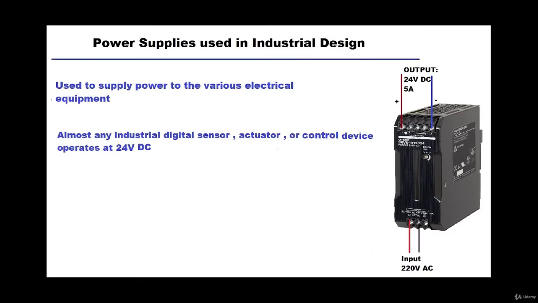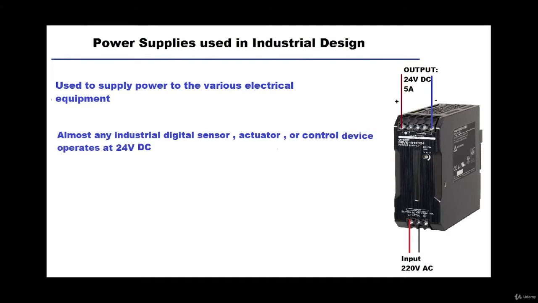So most of the industrial control equipment, from digital sensors to actuators, will operate either on 12 volt DC or 24 volt DC. So it's standardized to these two voltage ratings. Now this doesn't mean that the control systems cannot operate on AC voltages. There are some control systems, like a PLC or an HMI, that operate directly on 110 volts or 220 volts AC.